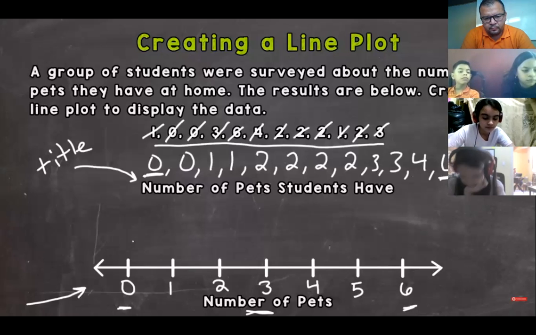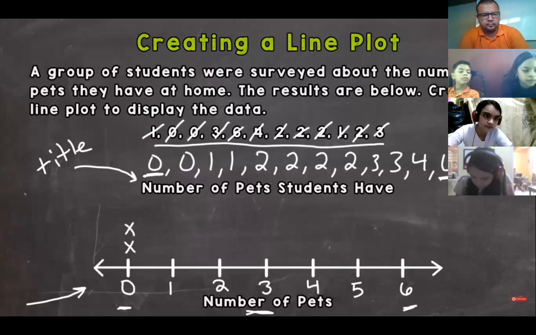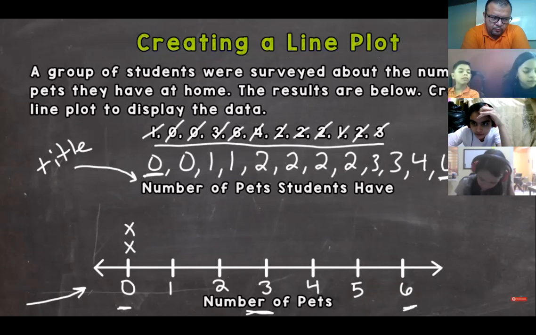So we need to draw 2 X's, and that represents the 2 students that have 0 pets at home. Now, all your X's on this line plot should be around the same size, okay? And they should be pretty well lined up as we go through, and you'll see what I mean as I do number 1 here. So how many students have 1 pet at home?